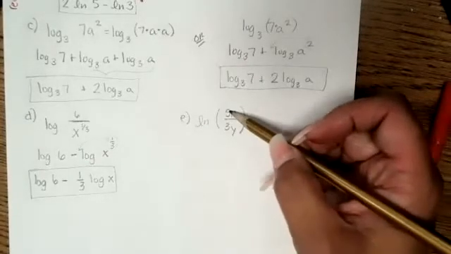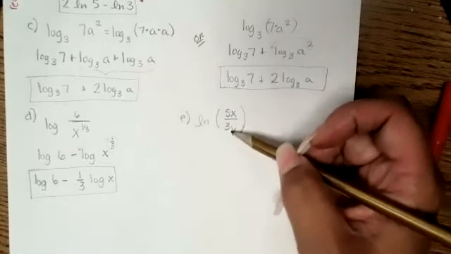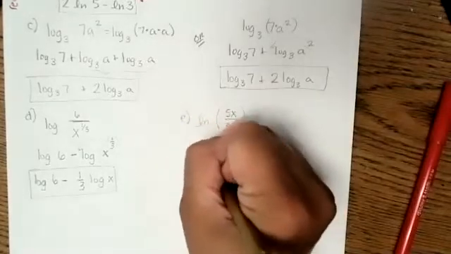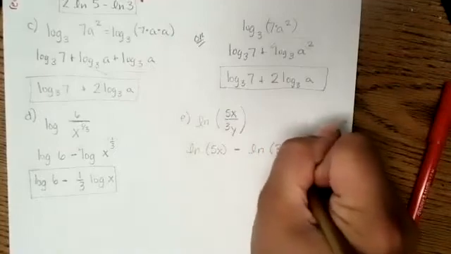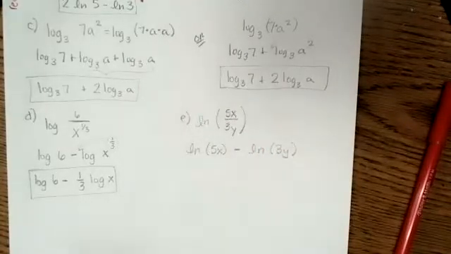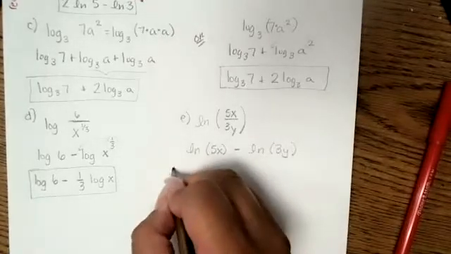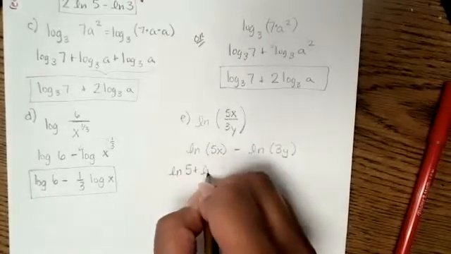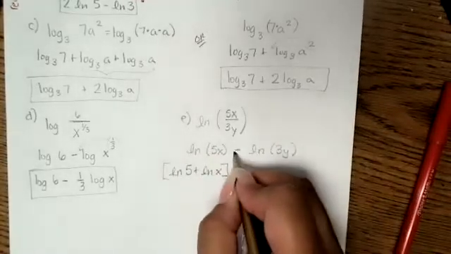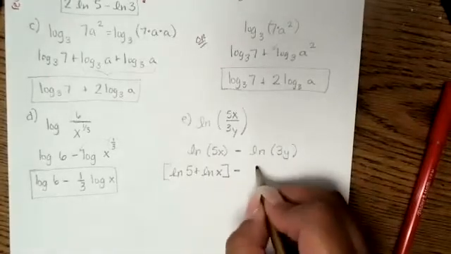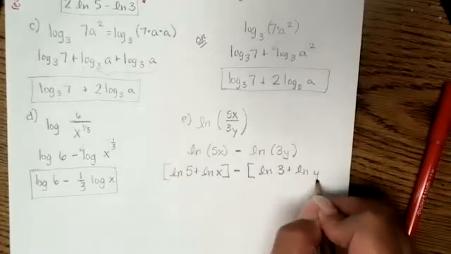I have a division and a multiplication. First, I'm going to separate the division, okay? So this is going to be natural log of 5x subtract natural log of 3y. Now, when you are separating right here, this one's fine. This is going to be natural log of 5 plus natural log of x. That goes together. Subtract, and then these two go together. This is going to be natural log of 3 plus natural log of y.